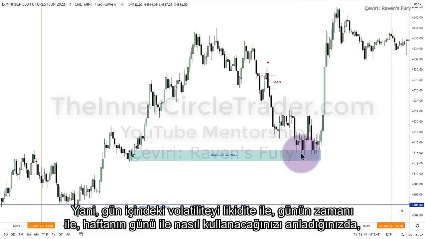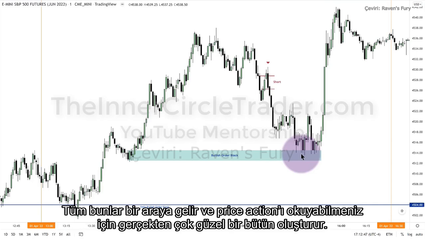So, if you have an understanding of how we're going to work within the intraday volatility, using liquidity, using the time of day, using the day of week, all these things come together and they make a really beautiful tapestry so you can read price.